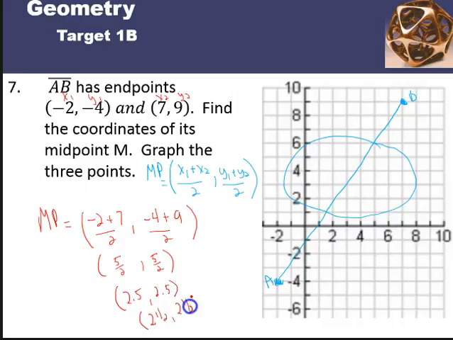So to plot this, to make sure that it's in the right spot roughly, I'm going to go over 2.5, so here's 2, so a half more, and then up 2.5, 1, 2.5 more would put me right about here. So right there is my midpoint M, and to me that looks like that is in the middle, and it's certainly within the range that we targeted it. Okay?